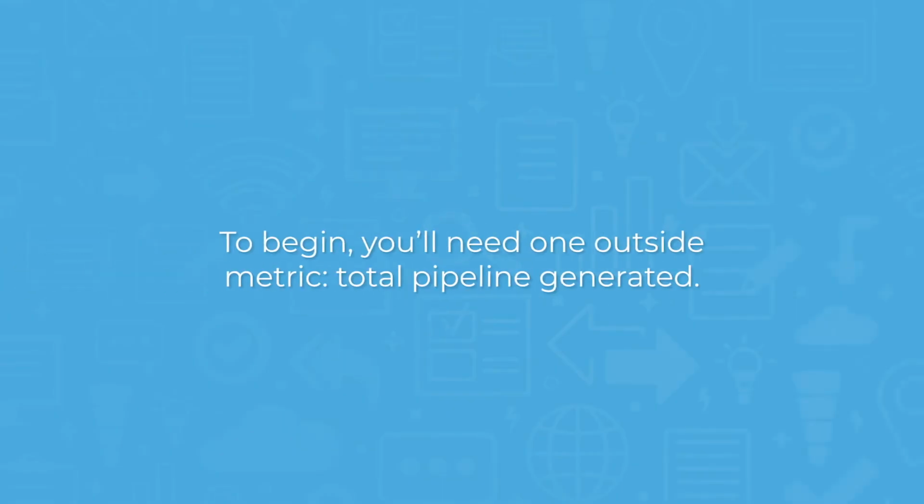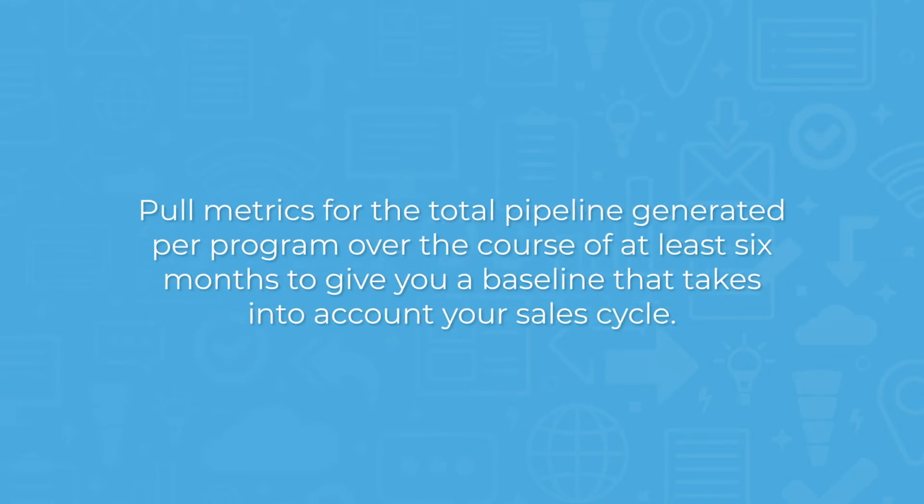To begin, you'll need one outside metric, your total pipeline generated. Pull metrics for the total pipeline generated per program over the course of at least 6 months to give you a baseline that takes into account your sales cycle.